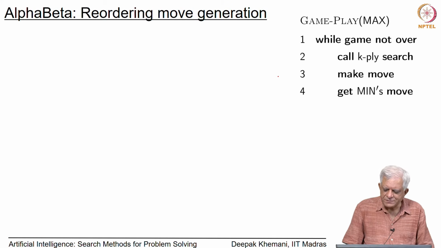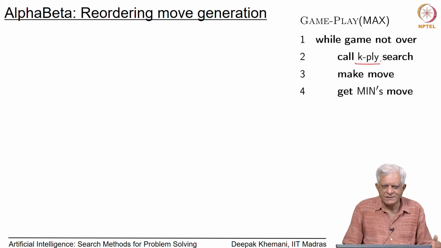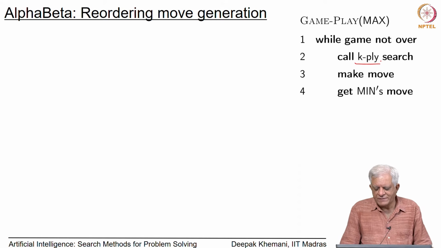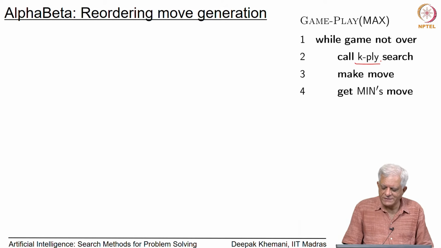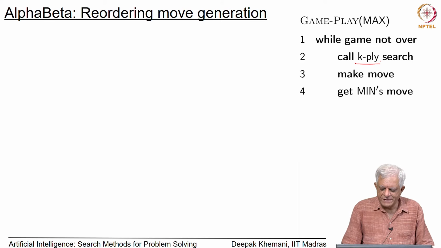Now, if you remember our high level game algorithm which calls alpha beta, in this case we have called it k-ply search, but this k-ply search could have been minimax, or it could have been alpha beta, or it could have been another algorithm that we will study. But once we call this k-ply search, we make a move and then we wait for min's move, or the opponent's move, to come. People have asked that in tournament conditions, can we use the time that we get while the opponent is thinking to do something meaningful.